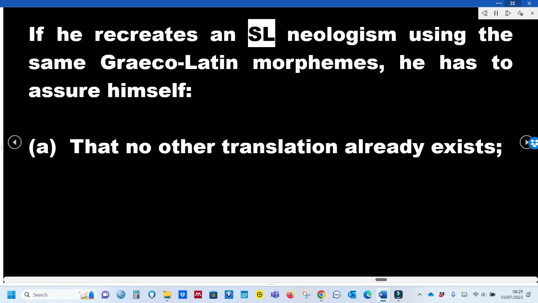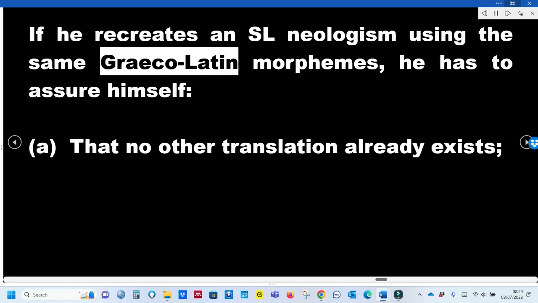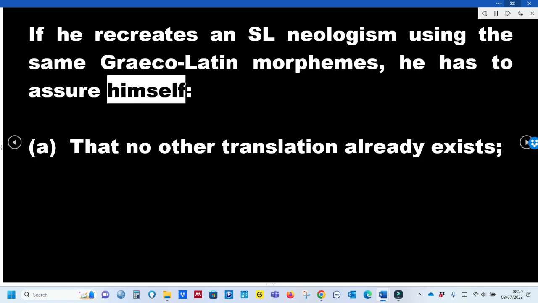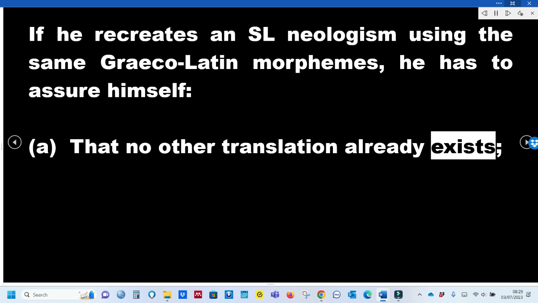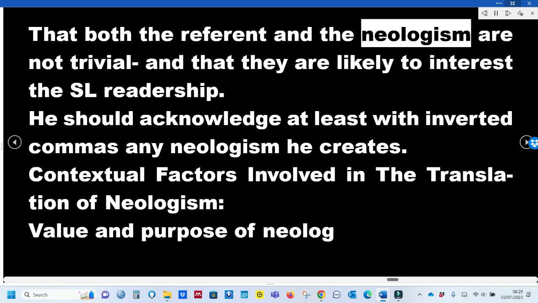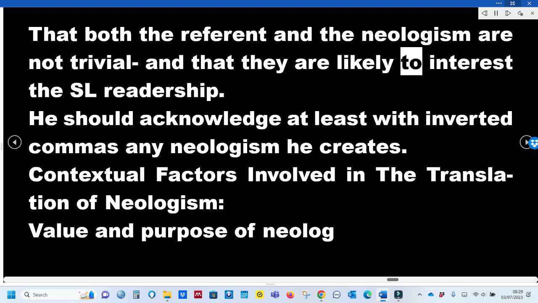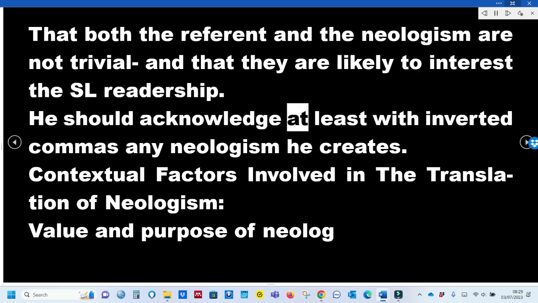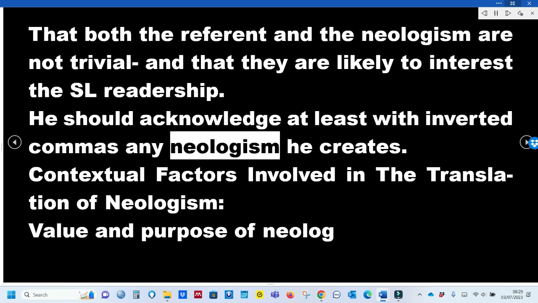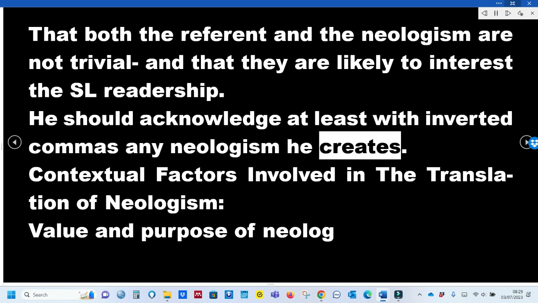If he recreates an SL neologism using the same Greco-Latin morphemes, he has to assure himself a. That no other translation already exists. b. That both the referent and the neologism are not trivial and that they are likely to interest the SL readership. He should acknowledge at least with inverted commas any neologism he creates.